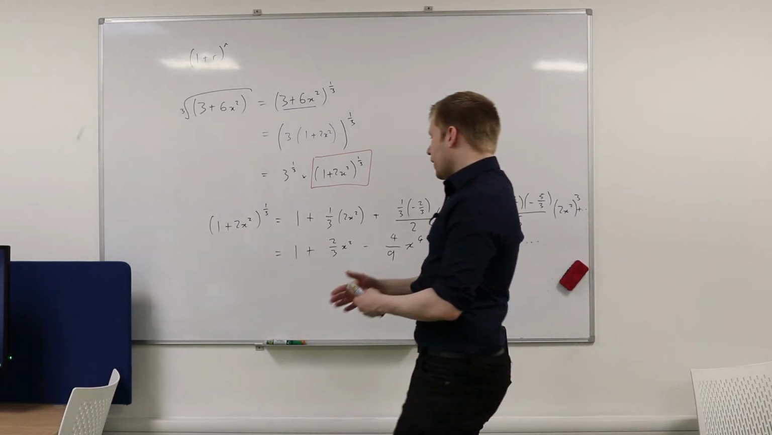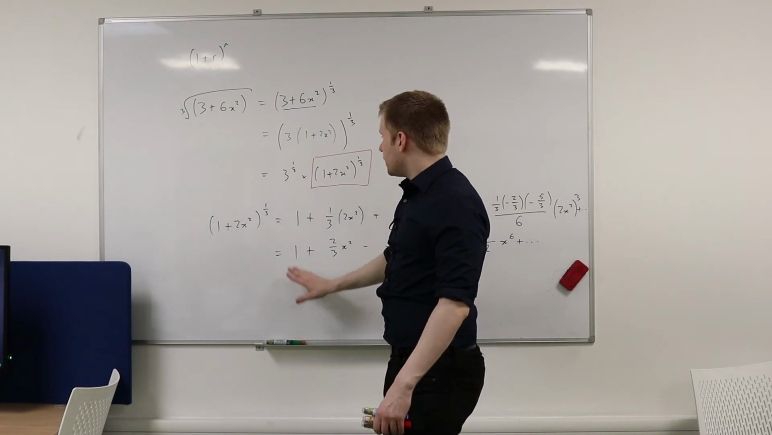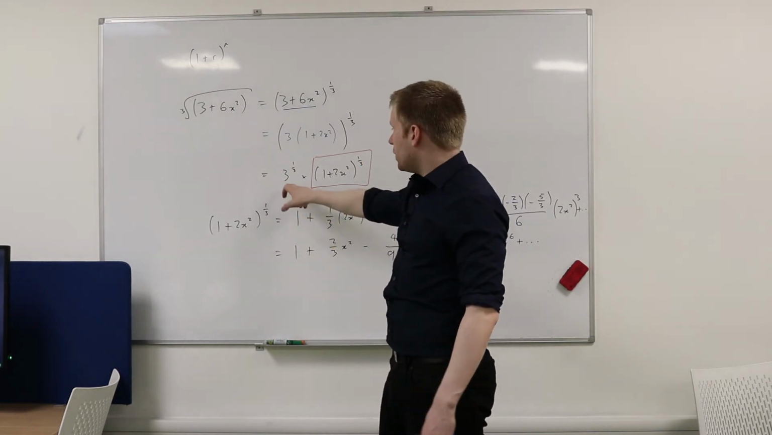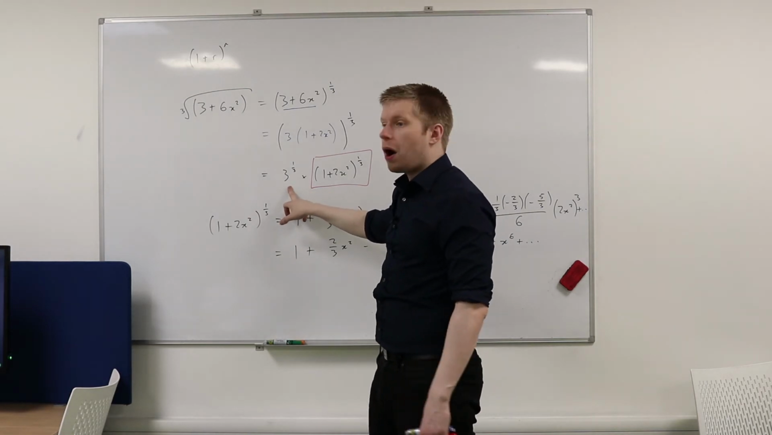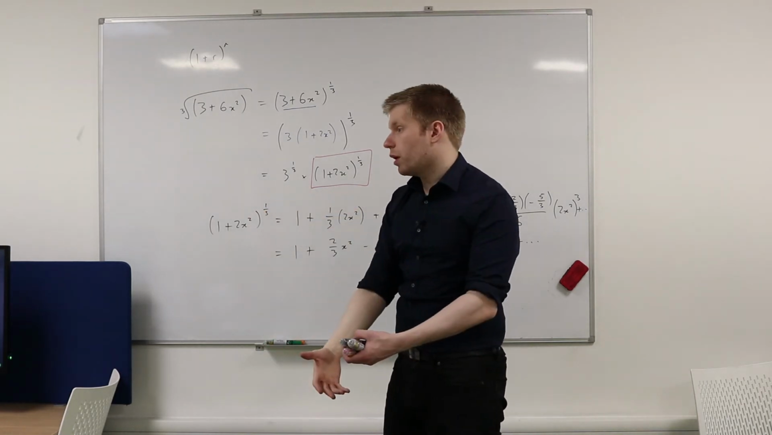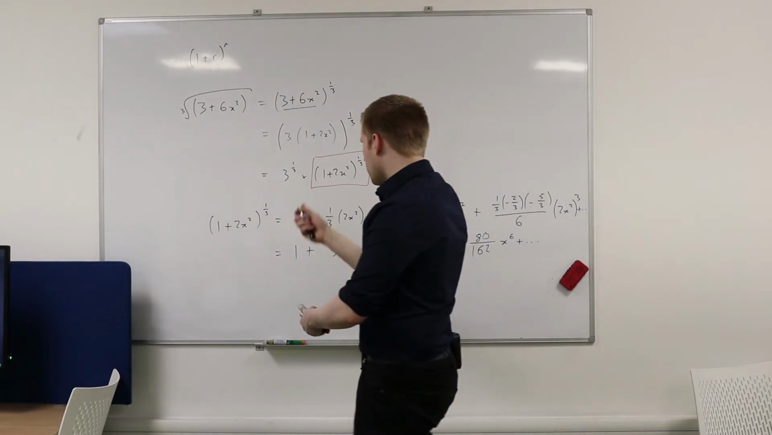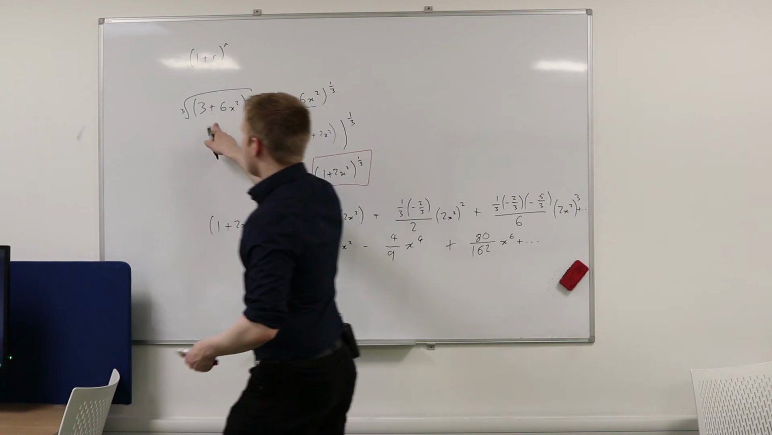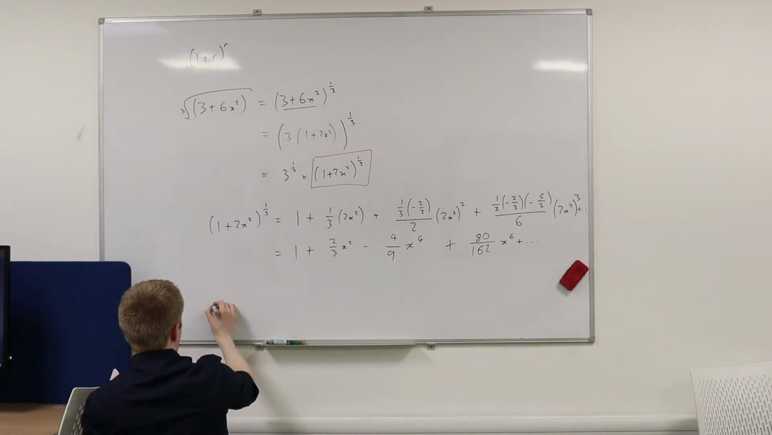Right? Okay, fine. So I haven't quite finished yet because this is just this bit. I now need to go back and multiply by 3 to the power of 1/3, or the cube root of 3. You happy with that? So if I go back and multiply every single term by the cube root of 3, then I will have this. So I'll just finish it off quickly.